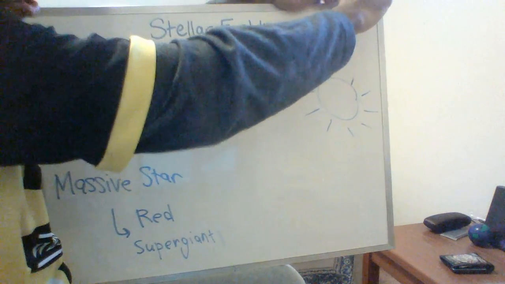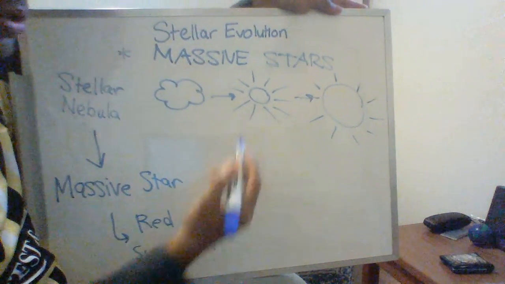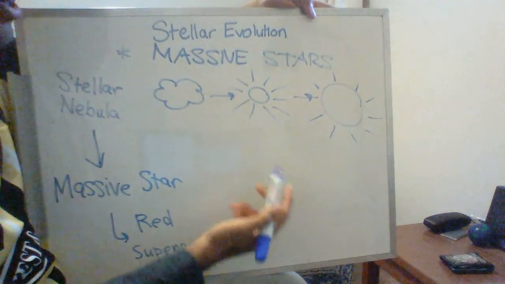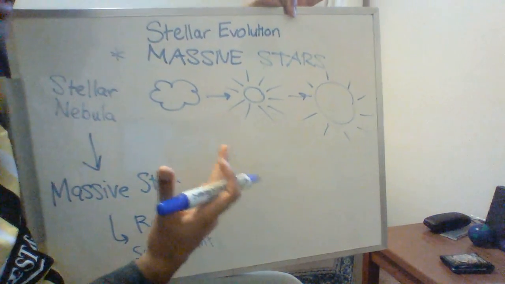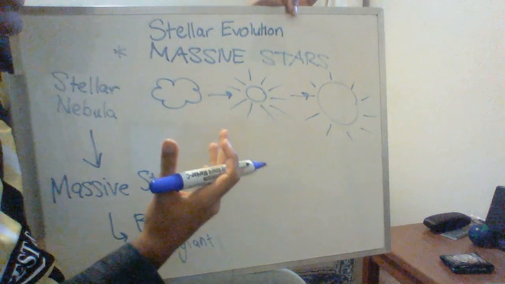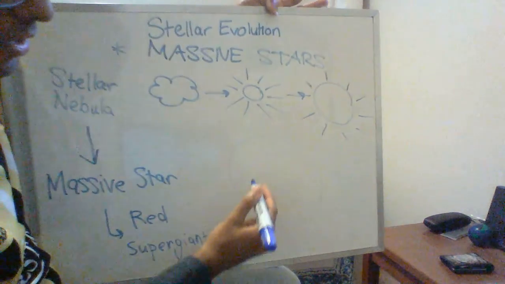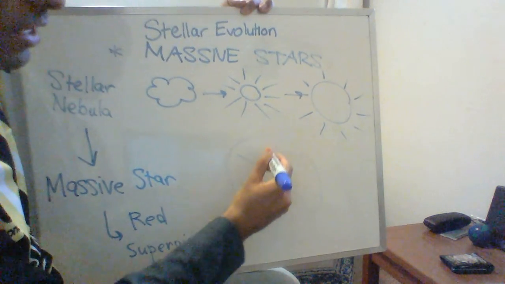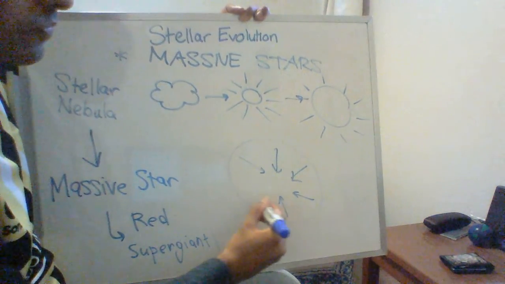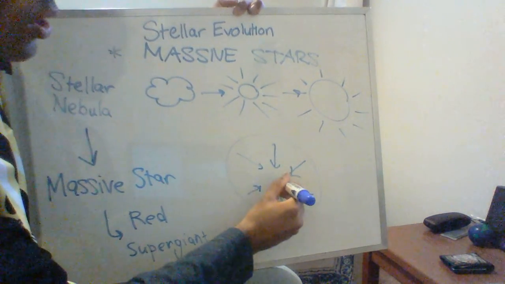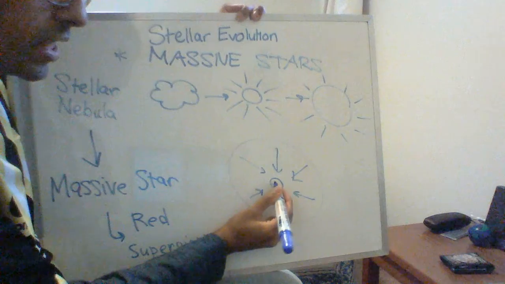Alright, now these red supergiants, when they reach the end of their lives, basically what happens is the core once again collapses. It can't hold the weight of the star. The output of energy, because of this lack of ability to fuse, causes the star to collapse. And so basically you have your star here, and the outer layers of the star begin to collapse, but the core is under immense pressure.